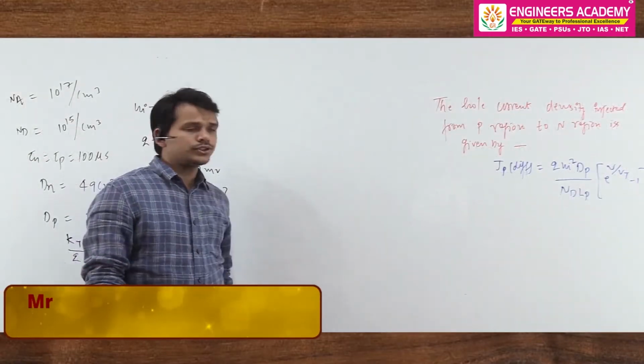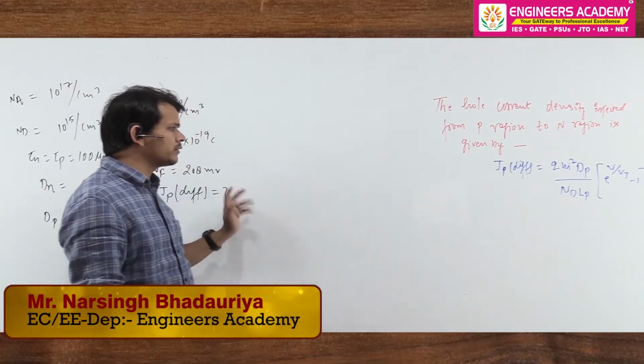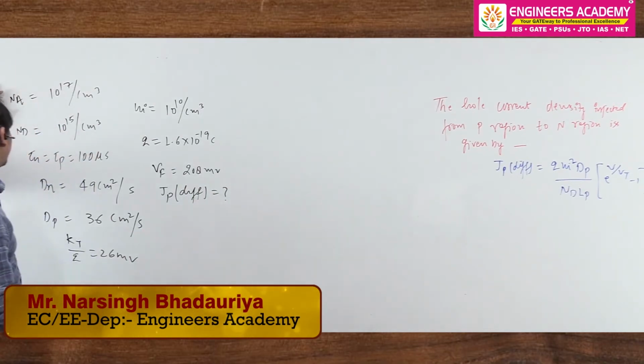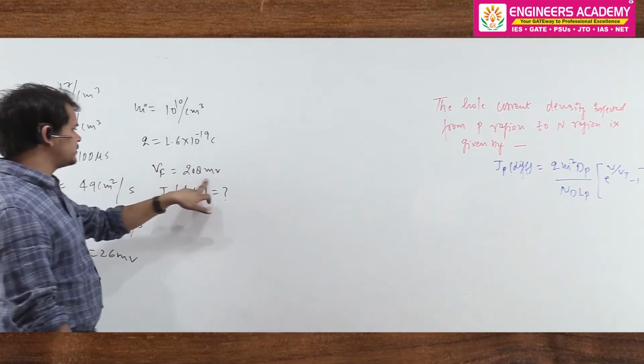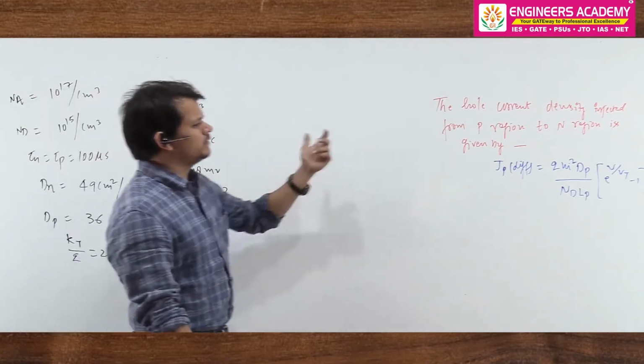See carefully, this question is very much formula oriented. If I just apply this result, we get the answer. Here we get Na, Nd, the doping concentrations, tau and tau p, Dn and Dp, and the forward voltage which I applied across the pn junction. I think everything is given. If I just apply this formula, we get the result.